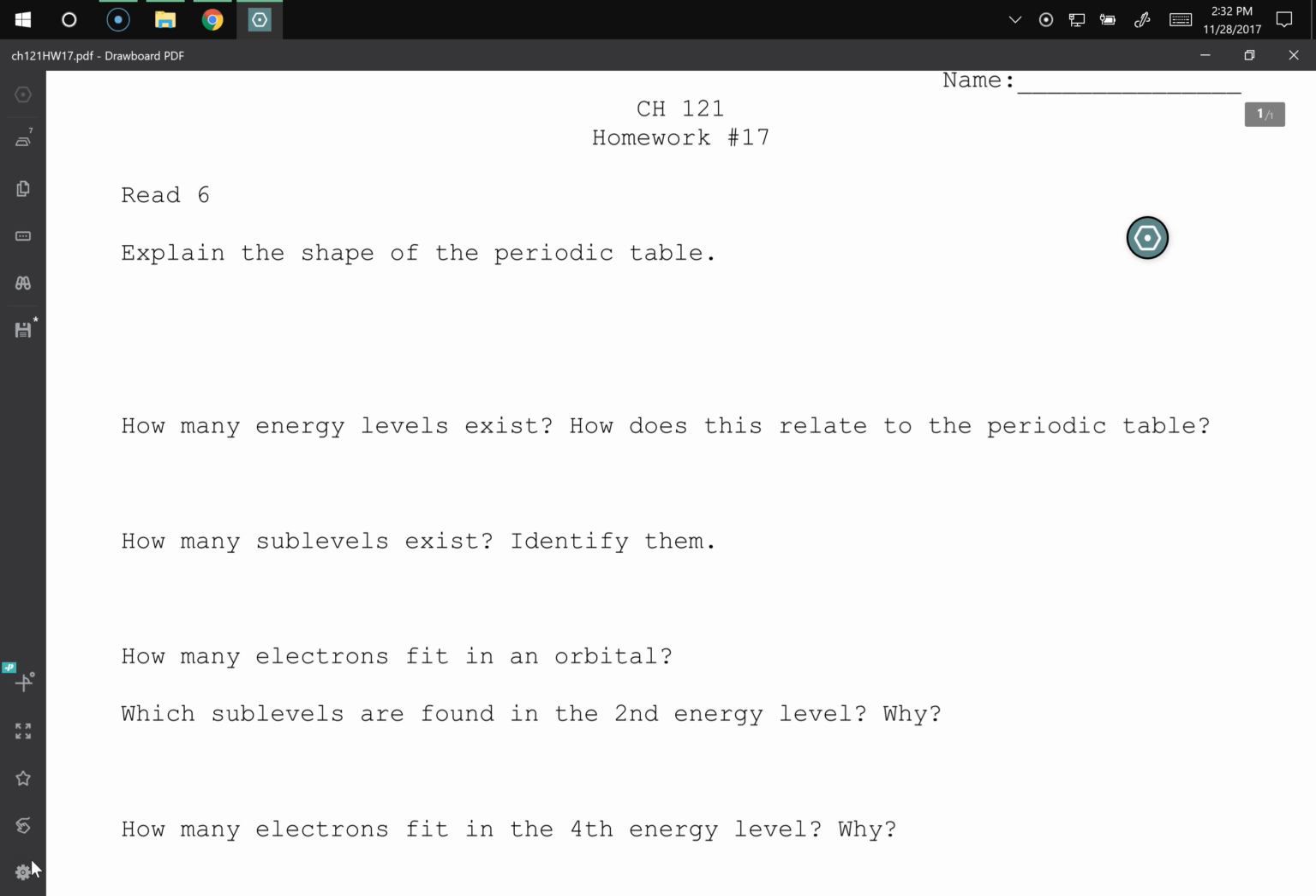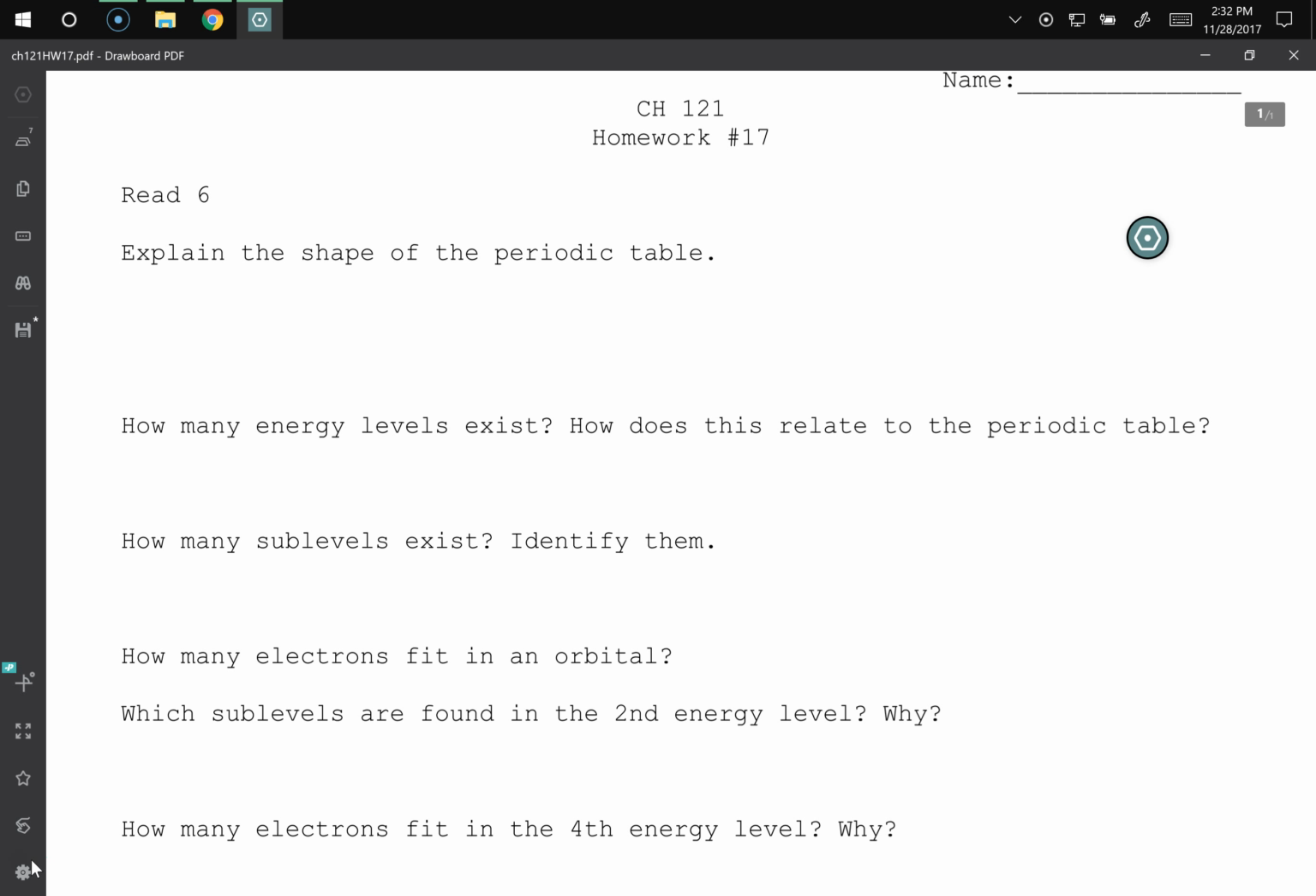Dmitri Mendeleev didn't believe in electrons. He created the table before the electron was conceived. But sorry, what did you say, April? Oh, I was saying the same thing. No, about the shape of the table.